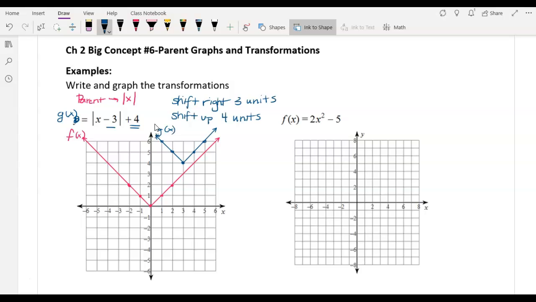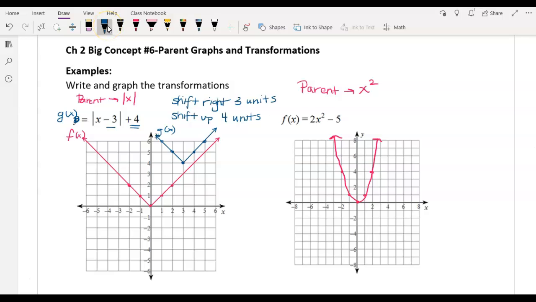All right, let's go to the next one. We have f of x equals 2x squared minus 5. My parent is x squared. So I know that x squared is negative 2, 4, negative 1, 1, 0, 0, 1, 1, and 2, 4. It's a U-shape, so I'm going to draw my U. So I have my U-shape. So now let's look at our transformations.